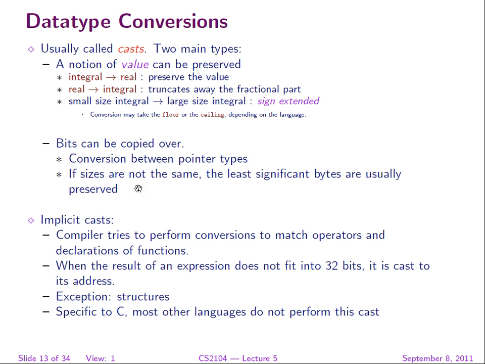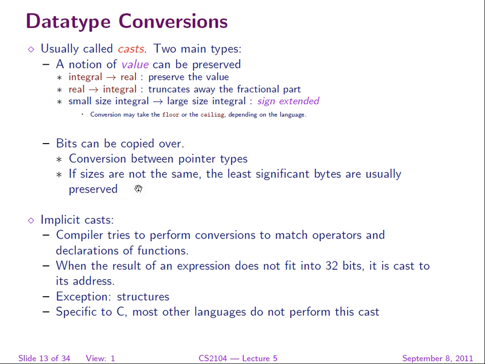When we take a double precision number and assign it to an integer, also some notion of value is preserved. We take the integral part of that double number and move it into the integer. But there are many cases when this is not possible. If I'm going to assign a negative char to an unsigned long, there's no way I can preserve the value, right? Negative values are not available for unsigned numbers. Therefore, if the two data types have the same size, the bits would be copied over. I take an int and assign it to an unsigned int. If the int has a negative value, that cannot be preserved, so what we do is just copy the bits over.